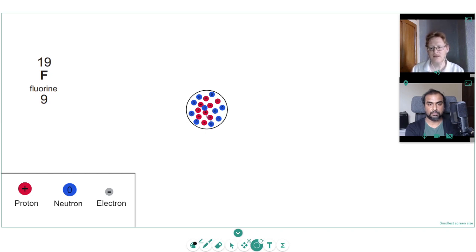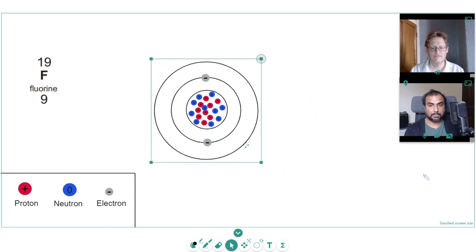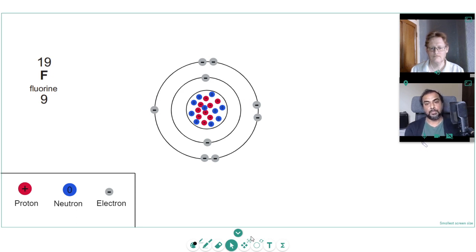So could you now have a look at the electron shells and the electron structure? So I'll make a first shell. The first shell can accommodate 2 electrons. So that's the first shell full. We're going for 9 electrons. So 7 more. I believe that's the 9 electrons. It is. So there we have an electron structure of 2, 7.